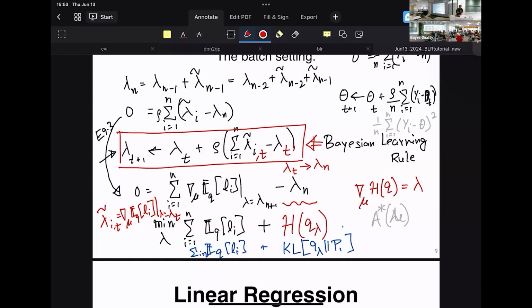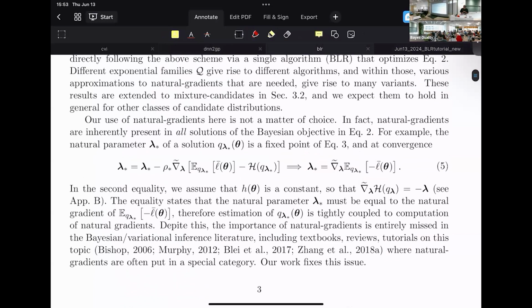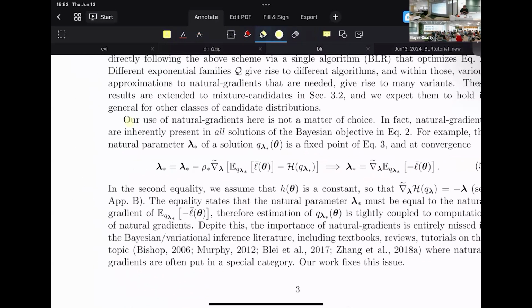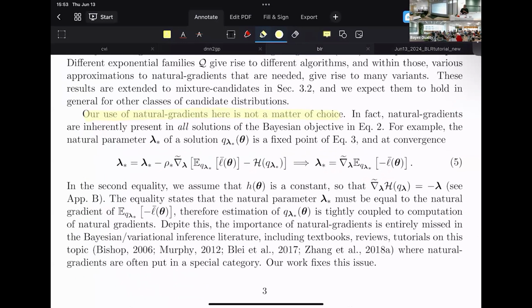It was such a simple thing that I had to insist on it in the paper. You will see this line written there: it's not a matter of choice that you have natural gradients. Whenever you take the converging point, natural gradients always appear in the solution. Think of linear regression: at convergence it's a Newton step with a matrix inversion, like solving a linear system. You can use gradient descent to solve it. It doesn't mean that you're not solving a system.